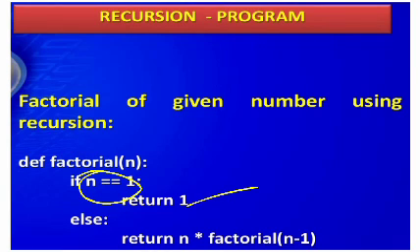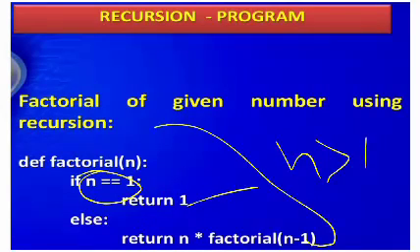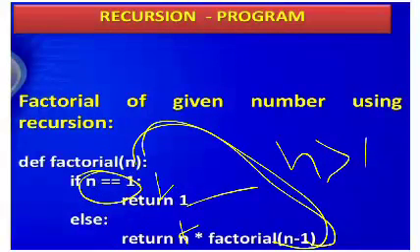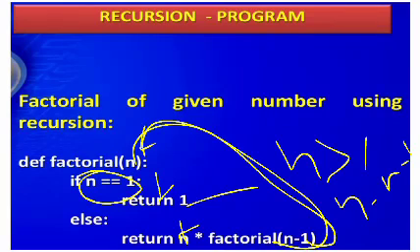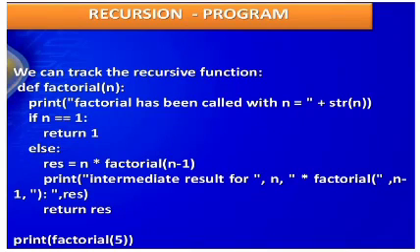When the value of n is greater than 1, then it repeats again and again with the value of n minus 1. If you want to see the track of program execution, then look here at the second example, where we can track the recursive function.